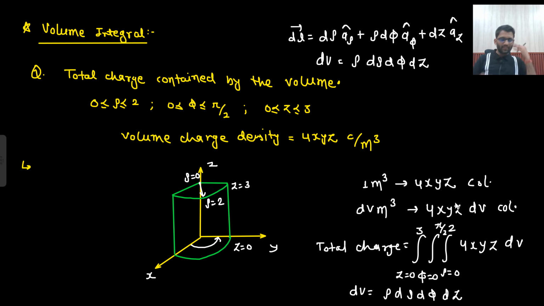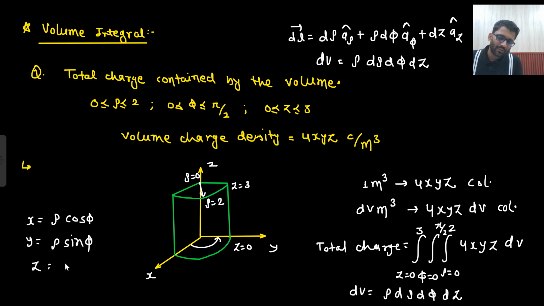Can I change these values? 4xyz. Yes, x equals rho cos phi, y equals rho sin phi, and z equals z only. All are changing in the volume. Rho is also changing, phi is also changing, z is also changing. So I am not going to put any value here. I will put it here, then I will put all the limits. So let's find out the total charge.